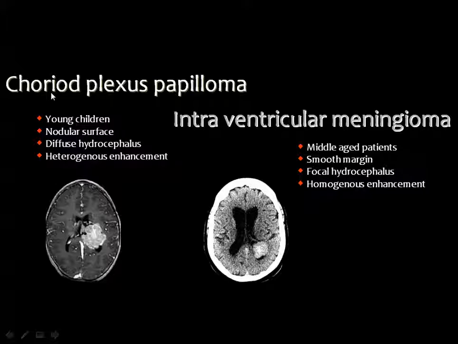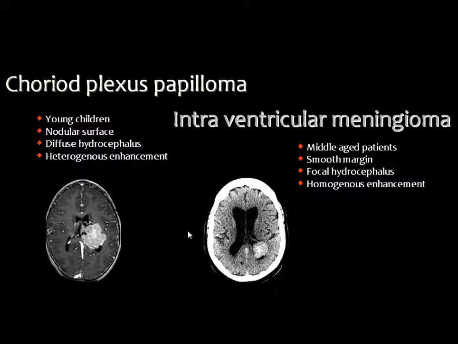And the differences between choroid plexus papilloma and intraventricular meningioma are as follows. The papilloma usually occurs in the children, while the meningioma occurs in middle-aged patients. The papilloma has a nodular lobulated surface, and the meningioma has a smooth margin.